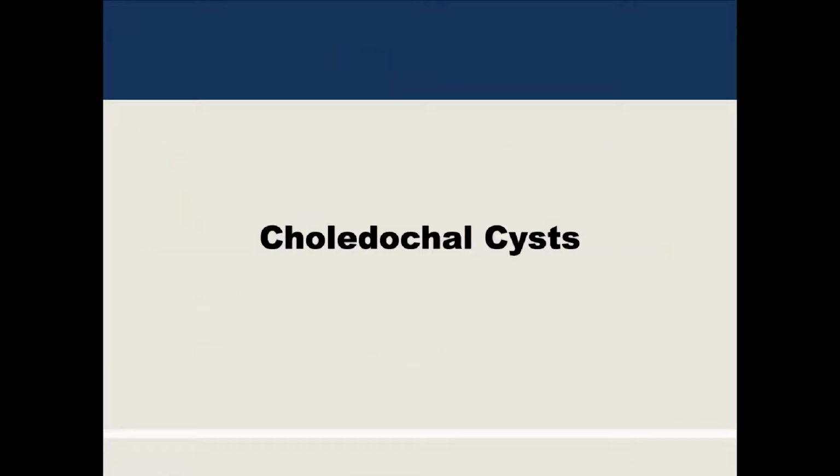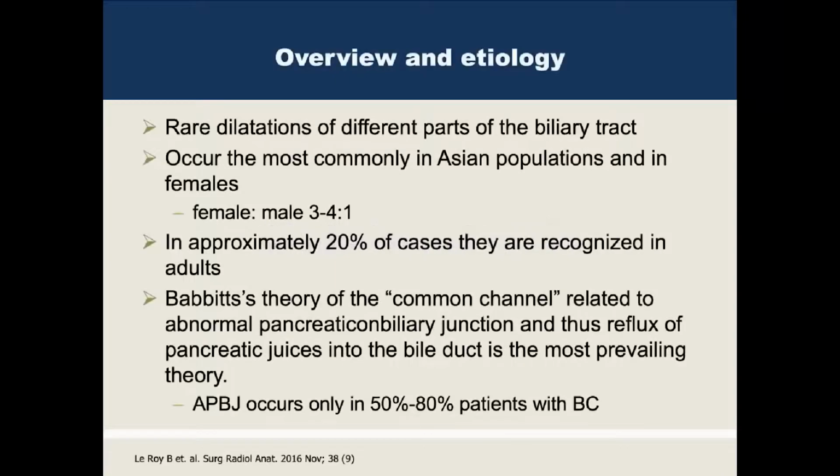Now we'll talk about choledochal cysts. Choledochal cysts are rare dilations of different parts of the biliary tree. They are a lot more common in Asian population and in females. So the female to male ratio is 3 to 4 to 1. Most of these pathologies occur in childhood. However, around 20% of cases are first recognized in adults.